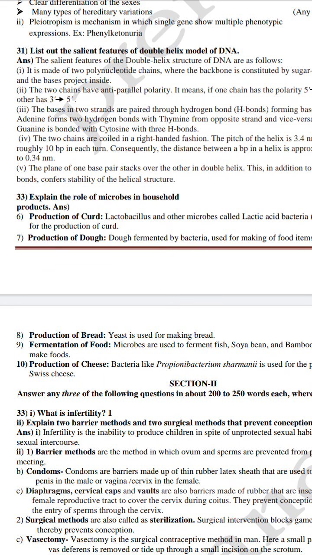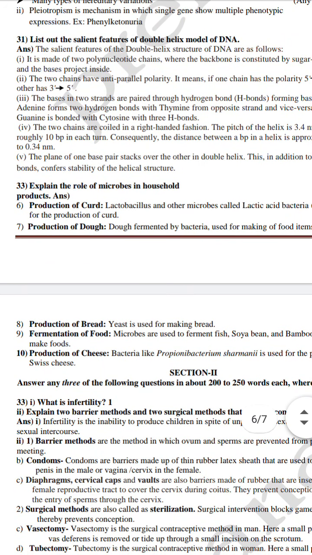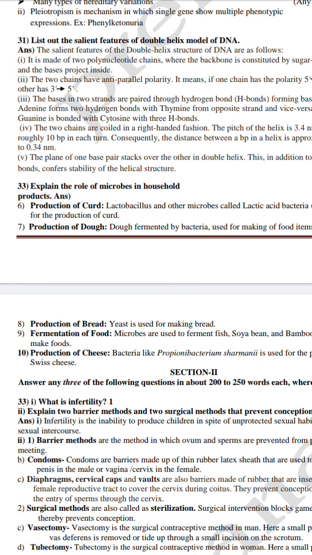Next, 31st question. List out the salient features of double helix model of DNA. Students, this is a very interesting concept from molecular basis of inheritance. And slight basic information, we had a discussion in the first PUC biomolecules chapter. There we just had basic information, but in the molecular basis of inheritance and variations chapter, we had a detailed explanation regarding this question. So of course this molecular basis of inheritance and variation chapter is also a high weightage chapter. So from that chapter they have asked a question, salient features of double helix model of DNA.